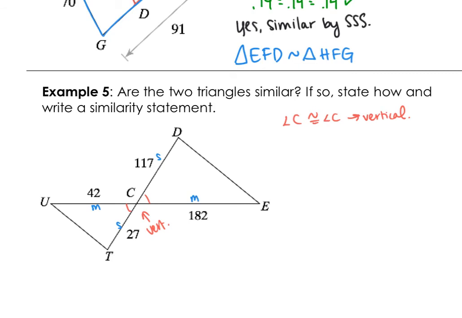So now we're going to match up our smalls. So I'm going to do 27 over 117 and check and see if that's equal to 42 over 182. So when I put that in my calculator, I do 27 divided by 117, I get about 0.23. And then same thing, 42 over 182, that gives us also 0.23. So since those are equal, we would say that they're similar by side, angle, side.